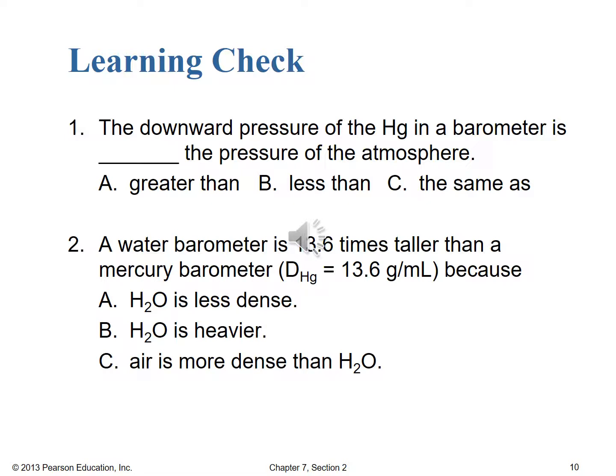And then number two might take a little longer because it says a water barometer is 13.6 times taller than a mercury barometer, based on that density difference of water having a density of 1.00 grams per milliliter and mercury being about 13.6 grams per milliliter for its density. So why is that? And you'll make those answer choices as well. So pause the video if you need. If you've already made your selections, then just listen and we'll see how you did.